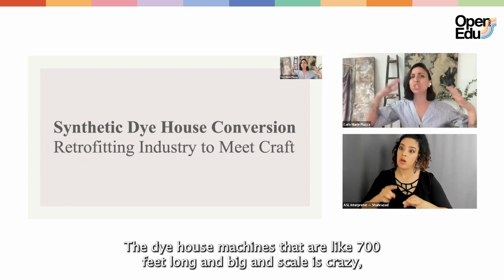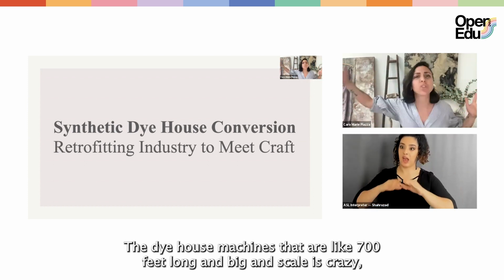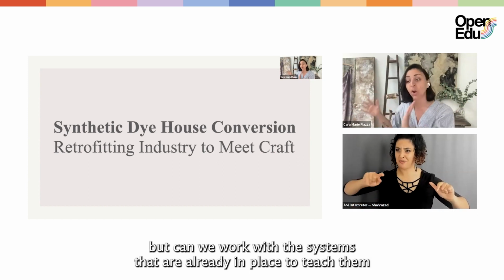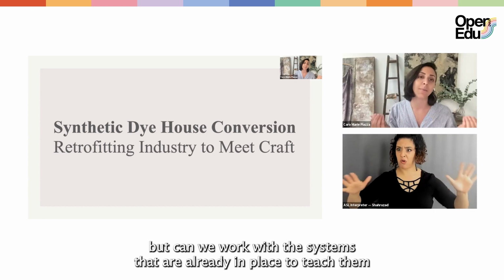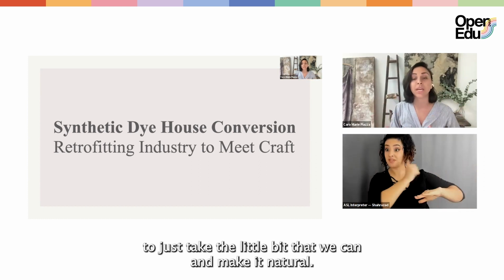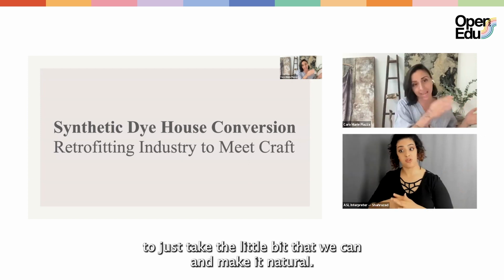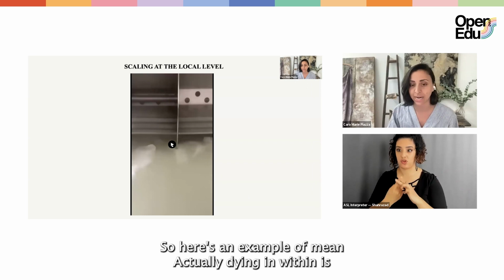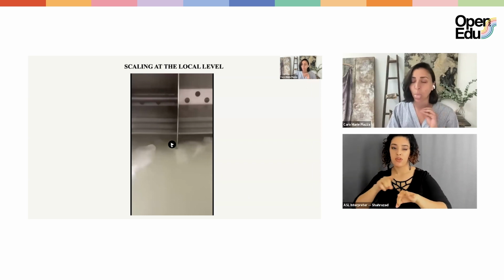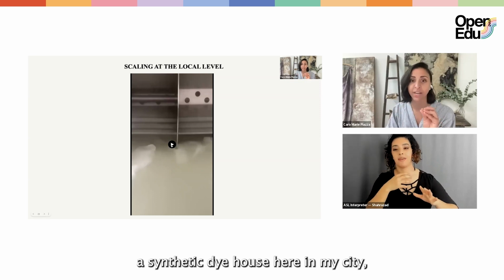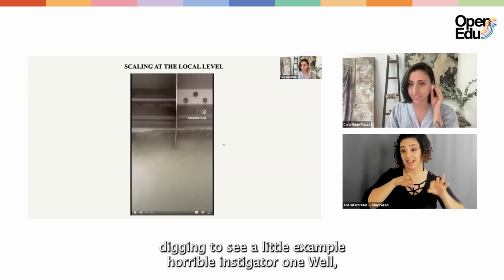A dye house has machines that are like 700 feet long, and the scale is crazy. But can we work with the systems that are already in place to teach them how to use natural extracts, wastes, and dyes, to be able to just take the little bit that we can and make it natural? So here's an example of me naturally dyeing within a synthetic dye house here in Long Island City. So you can just see a little example.